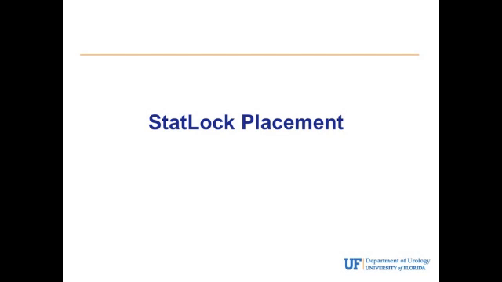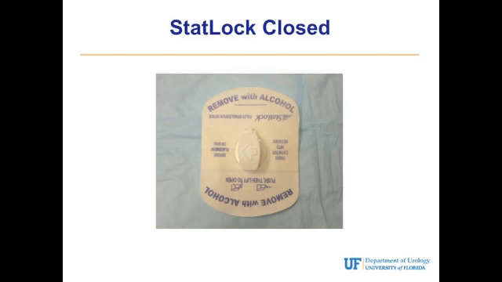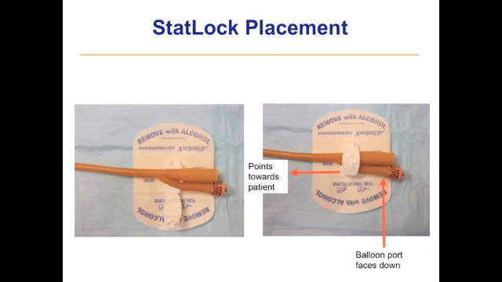Stat locks are used to secure the Foley catheter to the leg of the patient in order to prevent movement or tugging of the catheter. This is an example of an open stat lock, and this is what a stat lock looks like when it is closed. In a stat lock, the arrow of the clip should be facing towards the patient. Correct placement of the stat lock has a balloon port facing downwards, as seen in this picture.